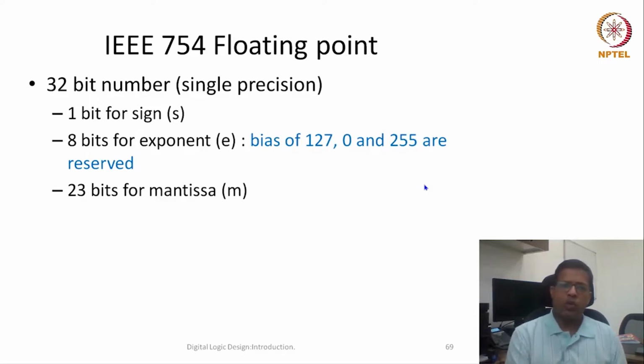The bias is 127, and for a couple of slides we just assume that 0 and 255 are not used. So the range of numbers which can be represented in the exponent is from 1 to 254. They are all valid. Other than 1 to 254, nothing is valid; those values are used for some special purpose which we will see later in the lecture, or maybe in the next lecture. The rest of the bits, 23 bits, are for the mantissa.